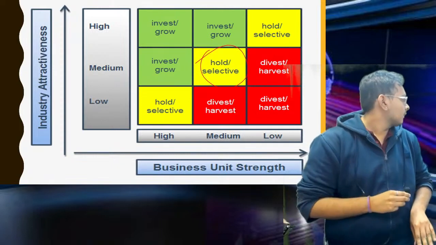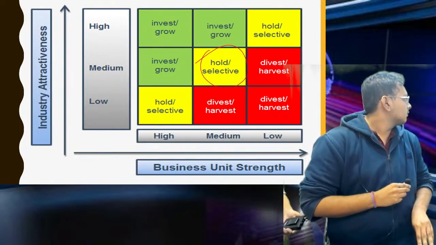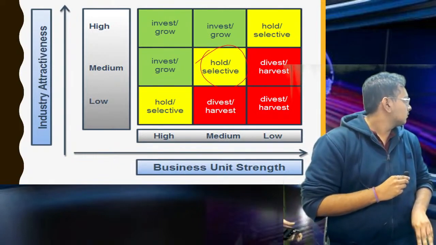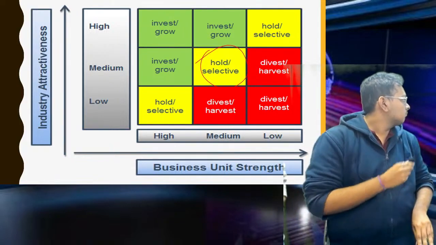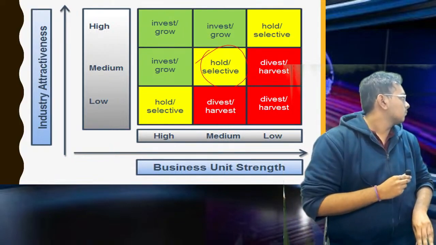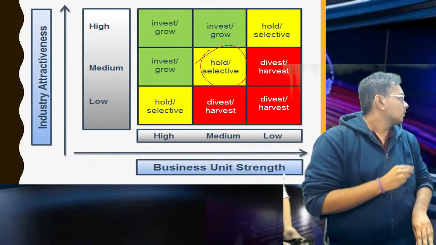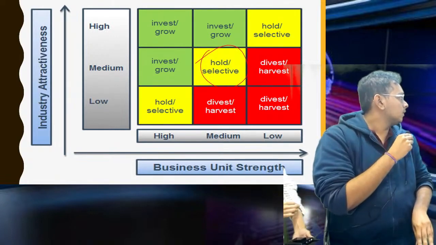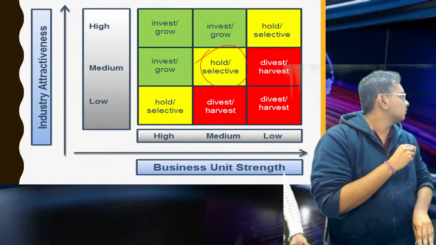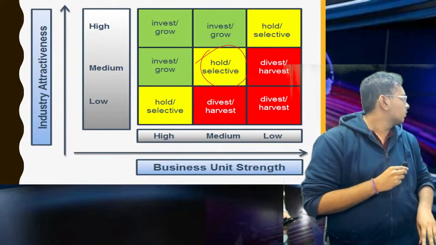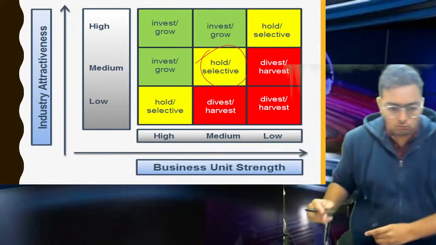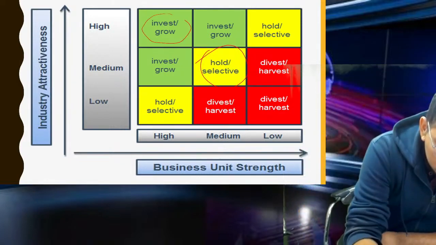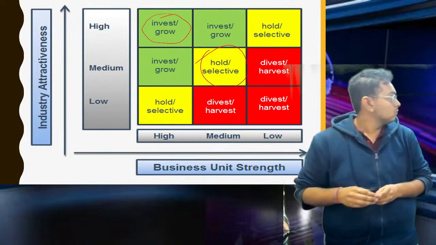Mobile phone is yet to start. Okay. Started, but good only. High it is. Apple, what company? Brand image, management caliber, loyalty position, market share. It has a good share. Everything is good. Yeah. So both high, invest or grow. Circle. Understood. Both are high, so invest.